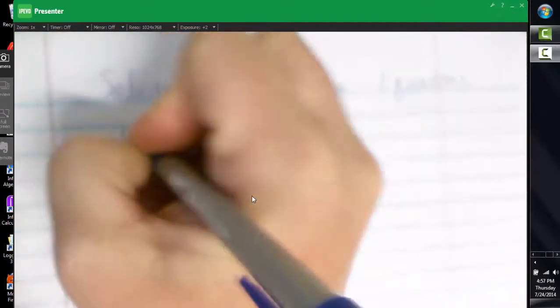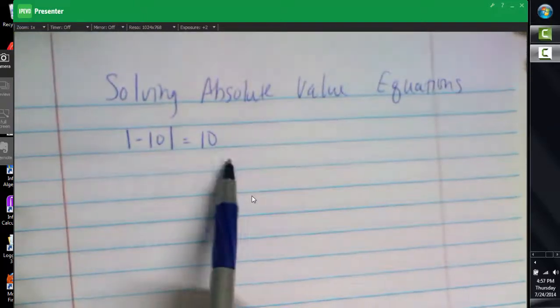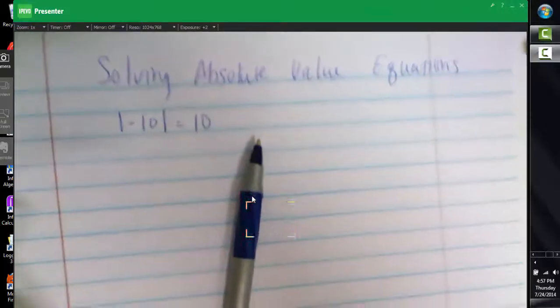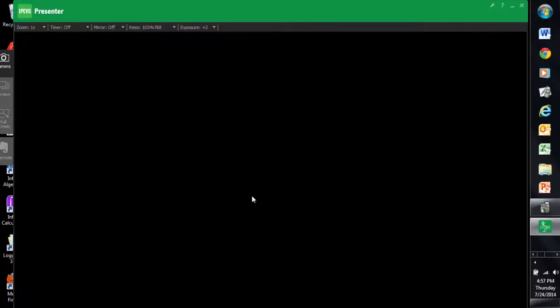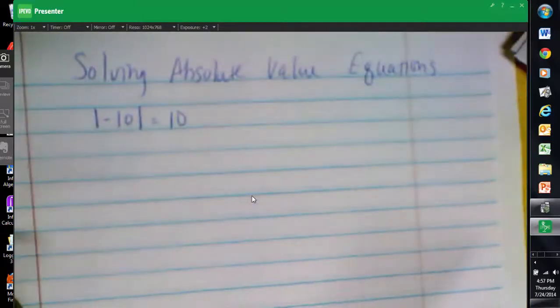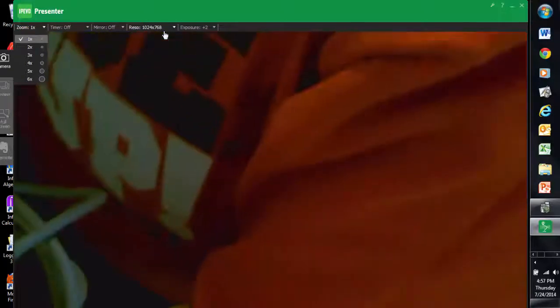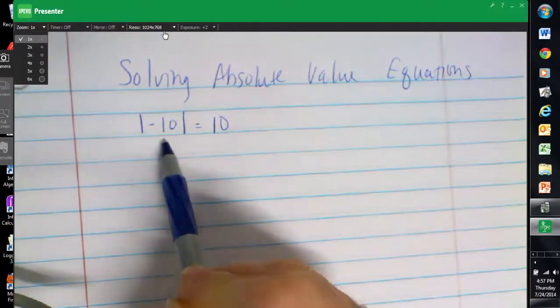So when we say the absolute value of negative 10 equals 10, that's because negative 10 is 10 units away from zero. Okay, so that's why the absolute value of negative 10 is 10.